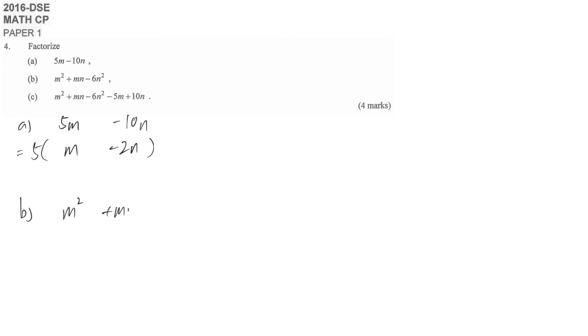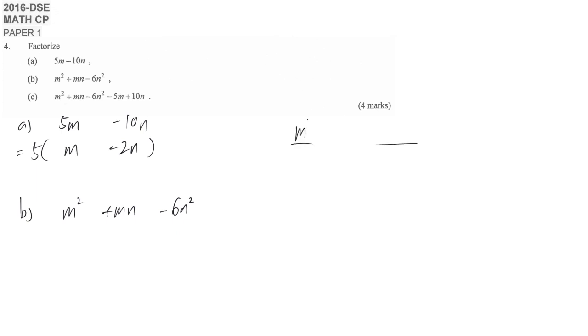M squared plus mn minus 6n squared. So we are going to check any common factor here. We don't find any common factor, so we think about is there any identity. 6 is not a square number, so we can't use identity. Then we have to use the last method, which is cross method.